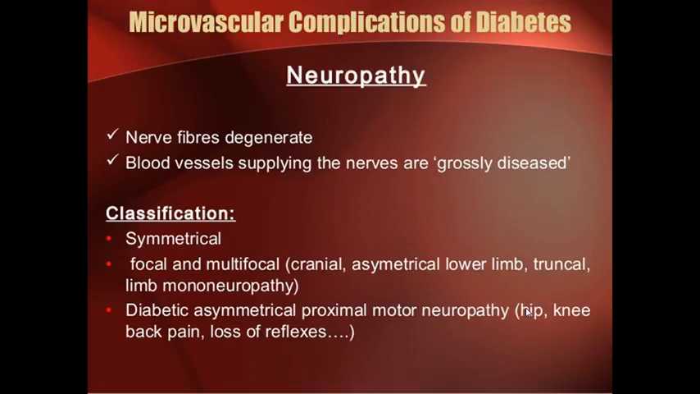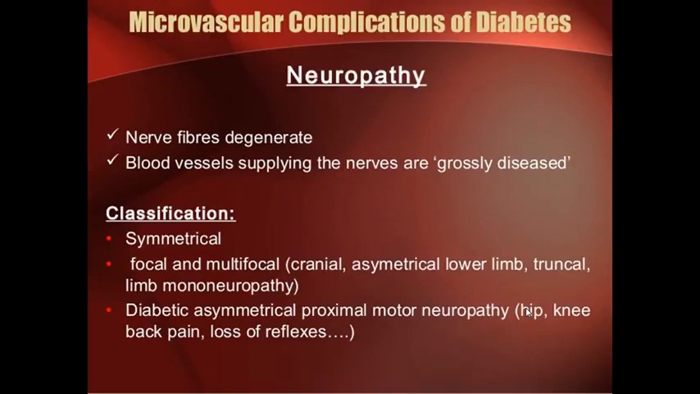The presenting features can be loss of sensation, paresthesias, burning sensation, tingling sensation, or severe pain, burning and pain. This can present as nerve damage, such as foot drop or wrist drop. The most common cranial nerve involvement is of the third nerve and sixth nerve, so it can present with ptosis and diplopia, which are temporary and improve after some time.